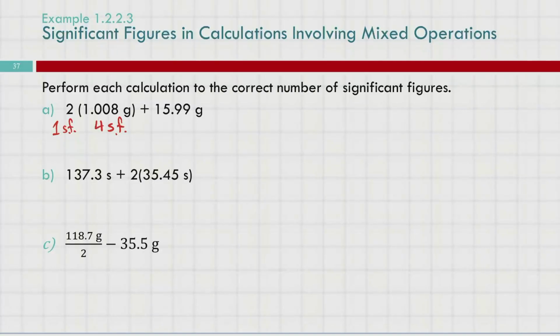User error. So plug that into our calculator. We get 2.016 grams. Since the 2 has one significant figure, what would be our last significant figure in the number 2.016? The 2. If we have one significant figure, only the 2 is significant. And then, what do we do after our multiplication?